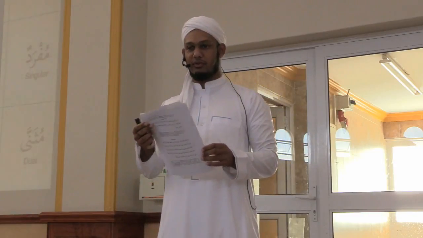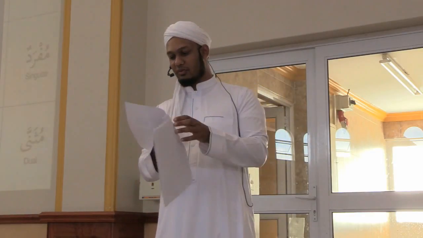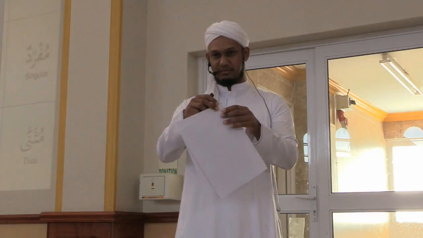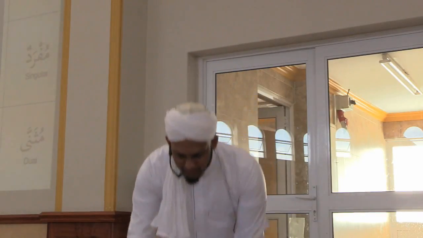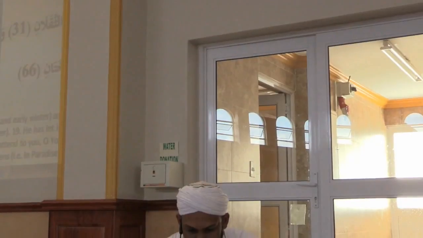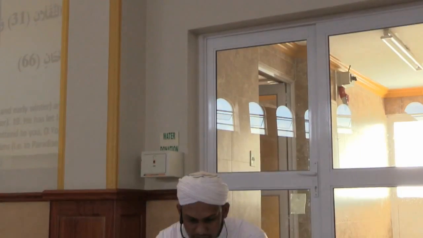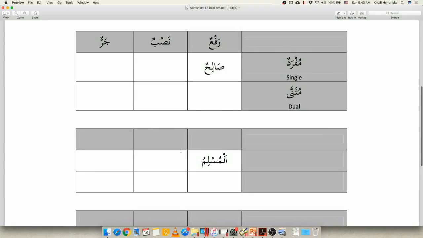Okay. Now, what you need to do for homework, inshallah, is go to worksheet 1.7. Not now, for homework. The Muslimun here is like the template, and you must complete 3 tables. So let's do the next 3 tables verbally, inshallah. Salihun, bismillah.